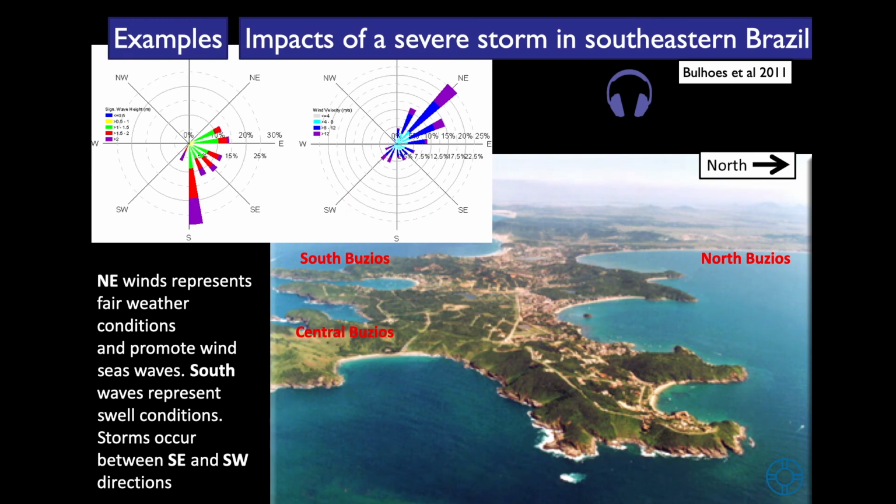Those graphs represent wave and wind conditions for Cape Búzios. On the left side, there is the wave graph, and south waves represent swell conditions. Storms occur between southeastern and southwestern directions, and waves can be up to 5 or 6 meters tall. And the right graph represents wind conditions, and northeastern winds represent fair weather conditions and promote fair sea waves.